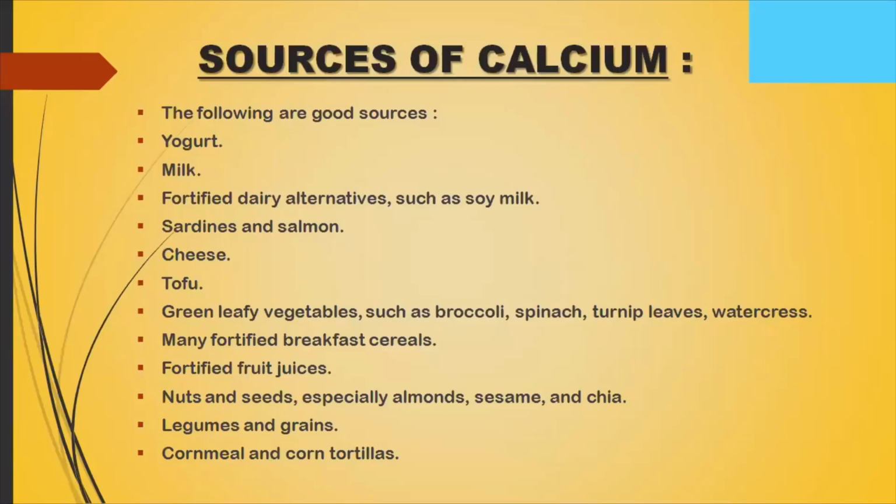The main sources are yogurt, milk, as we have already said, and fortified dairy alternatives such as soy milk, and sardines and salmon fishes, cheese, green leafy vegetables such as broccoli, spinach, turnip leaves, and many fortified breakfast cereals rich in calcium. And nuts and seeds, especially almonds and sesame, are rich in it.